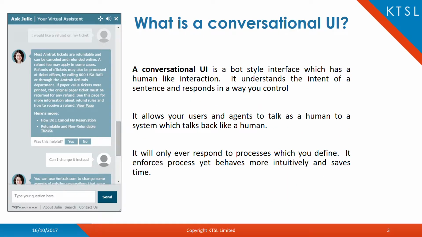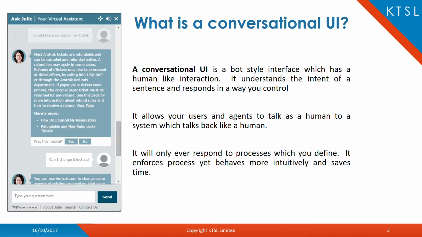What do we mean by a conversational UI? So a conversational UI is a bot-style interface which is a human-like interaction. And the key here is that it understands both the intent of the sentence and then responds in a way you control. It allows your users and agents to talk as a human to a system which talks back like a human.